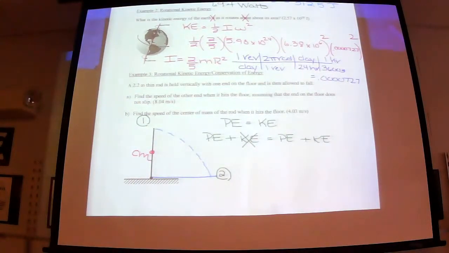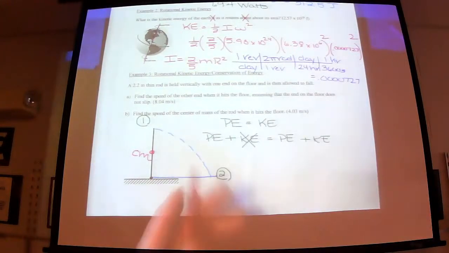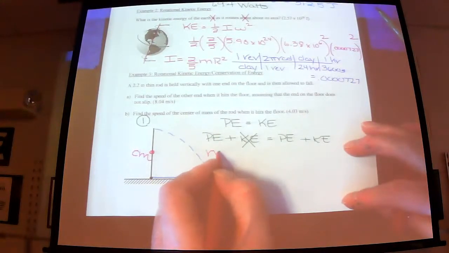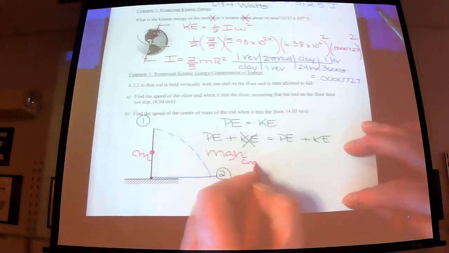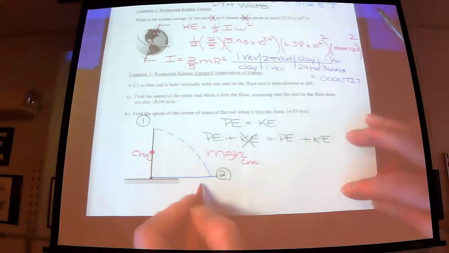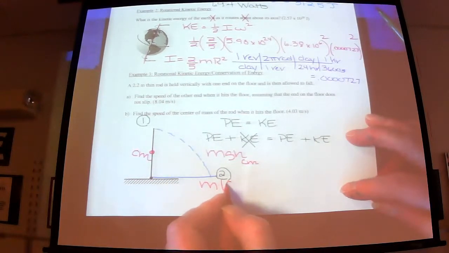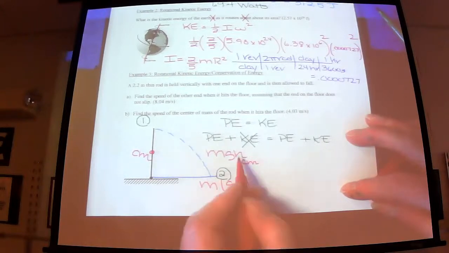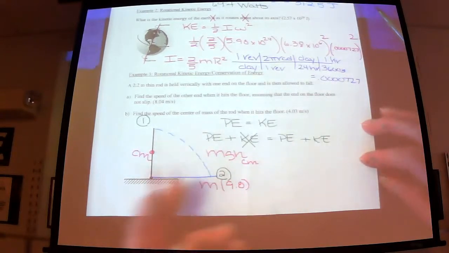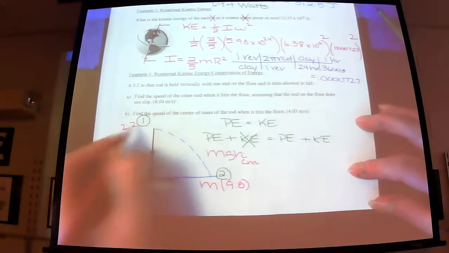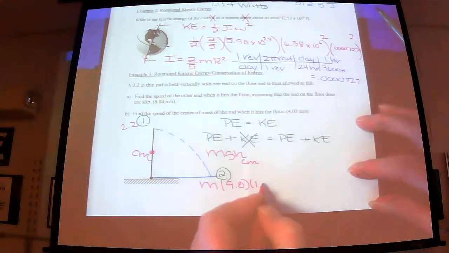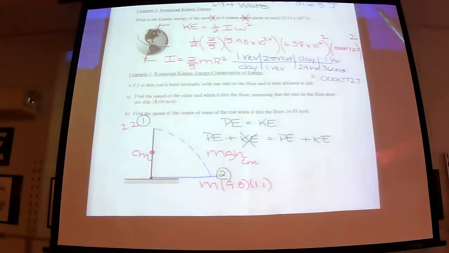Because I have to collapse that, and so now the potential energy is mgh, but the h is the center of mass. So I don't know the mass of the stick. I do know 9.8. And I do know what the center of mass would be, because if the stick is 2.2 tall, the center of mass would be 1.1. So you have to collapse the object and turn it into a dot, and the dot does have potential energy.